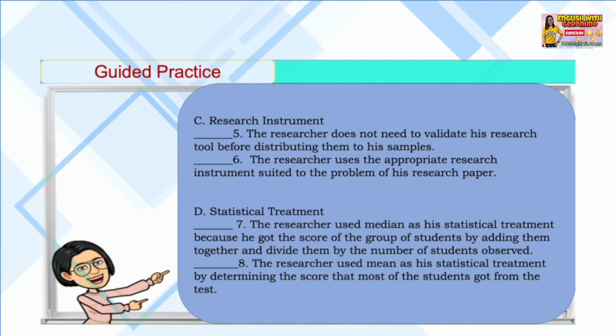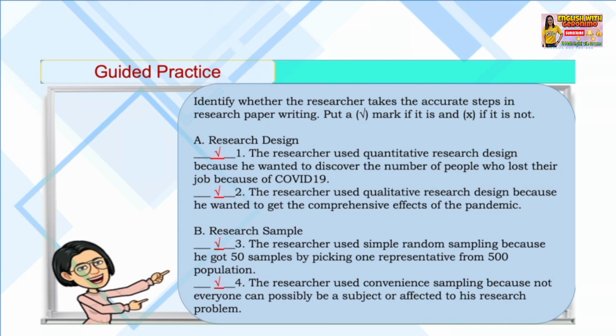Letter D. Statistical treatment. Number 7. The researcher used median as a statistical treatment because he got the score of the students by adding them together and dividing them by the number of students observed. Number 8. The researcher used mean as a statistical treatment by determining the score that most of the students got from the test. Time's up!